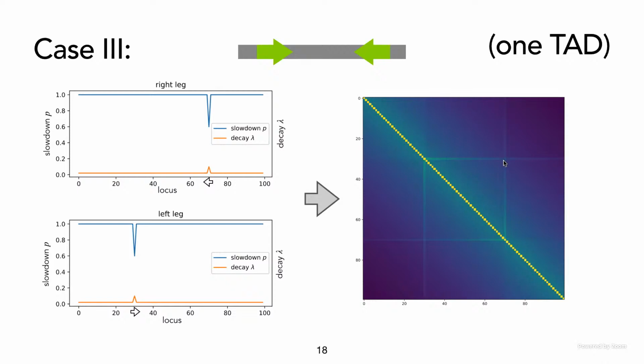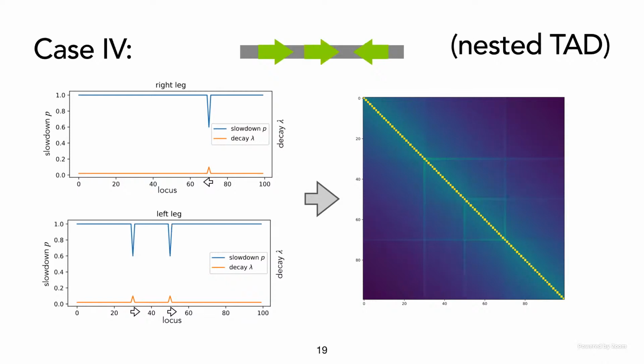And of course, we can now study the interplay of control points or CTCF sites, and you can start observing phenomena such as nested TADs. So I hope I convinced you that with this model, we can already recapitulate quite a large number of features of the contact maps.